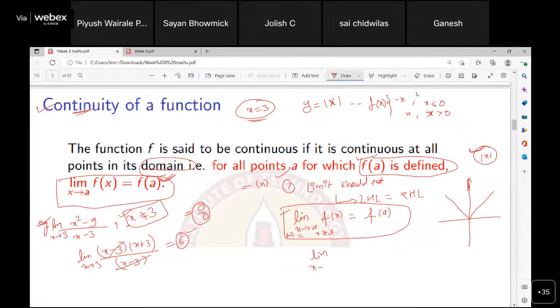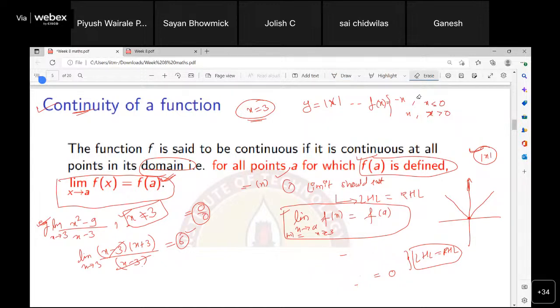If you see the left hand limit, that is 0 negative, my mod of x is minus x, right? Which is equal to 0. Now, if I go from the right hand side, that is from 0 positive, that is plus x, still it is equal to 0. So the left hand limit equals the right hand limit, and the limit exists. I will come to this particular example when we discuss differentiability, because this point is not differentiable. It is continuous but not differentiable. I will come to that.